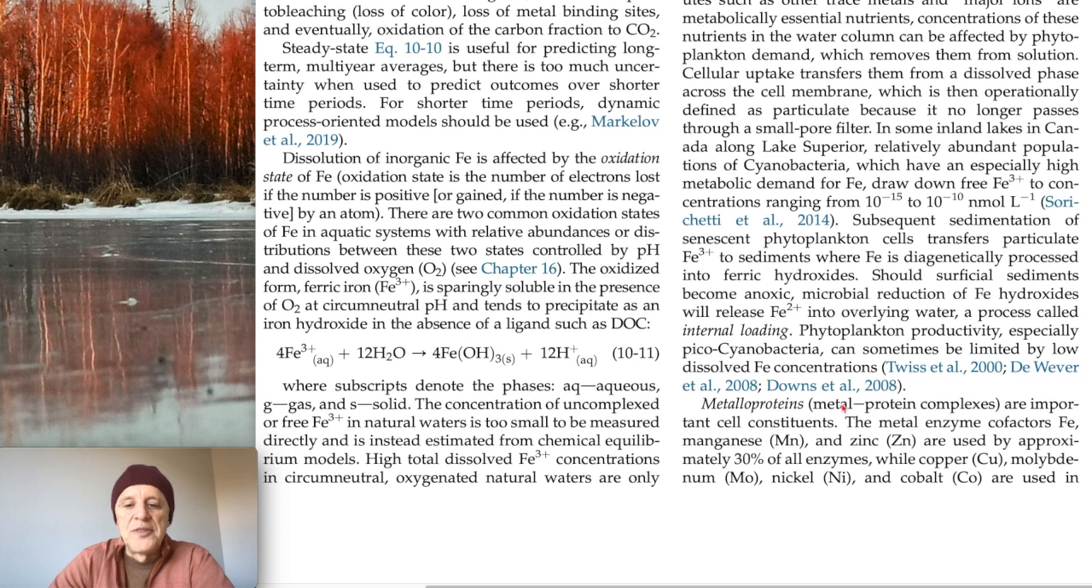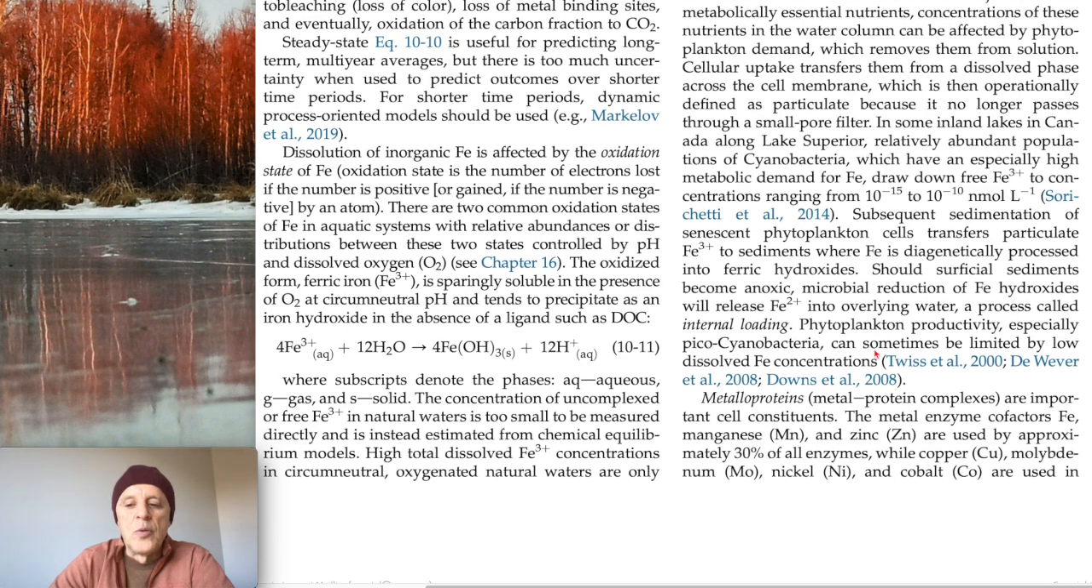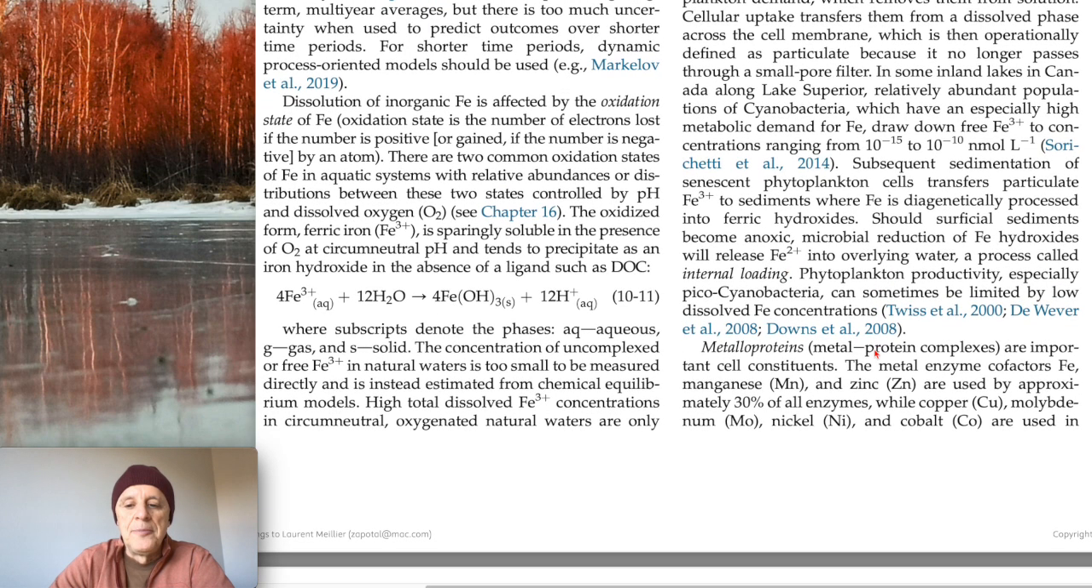Subsequent sedimentation of senescent phytoplankton, senescent meaning dying or old, transfers particulate ferric iron to sediments where iron is diagenetically processed into ferric hydroxide. Diagenetically processed means it's sedimented. Should superficial sediments become anoxic, meaning in the absence of oxygen, microbial reduction of iron hydroxides will release ferrous iron into overlying water, a process called internal loading.